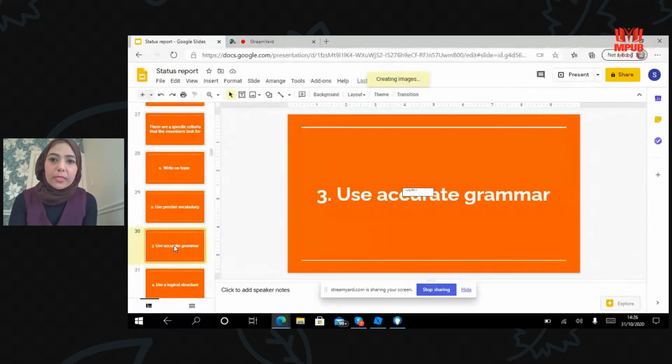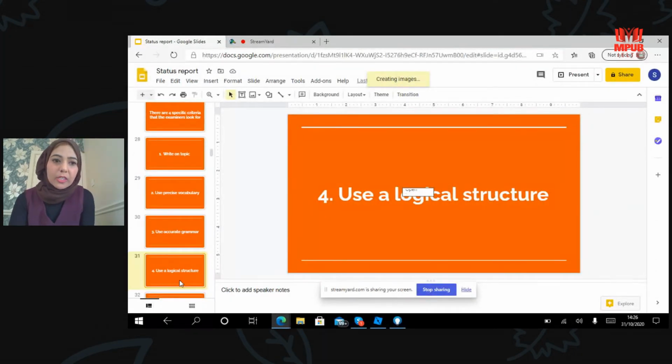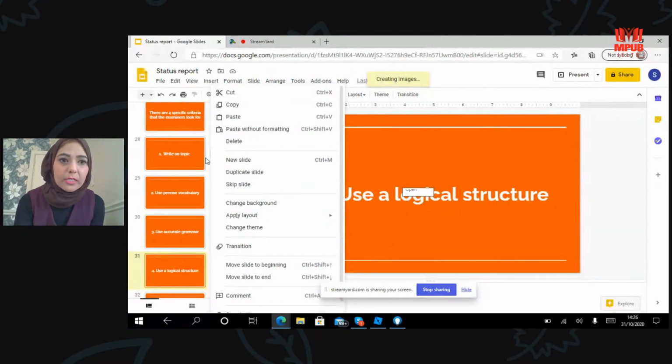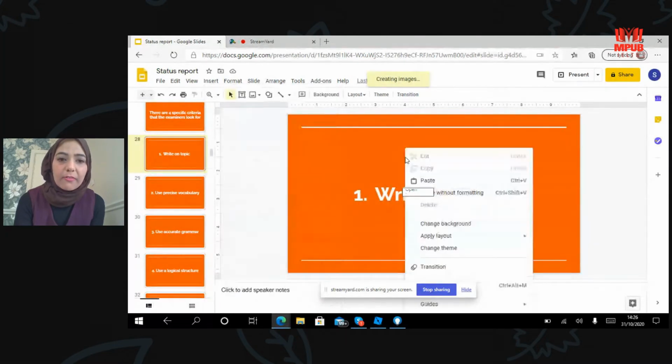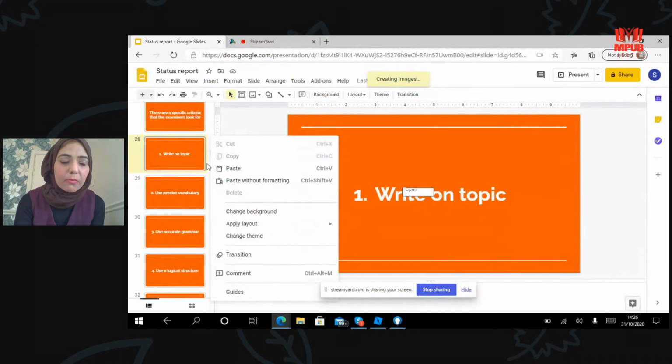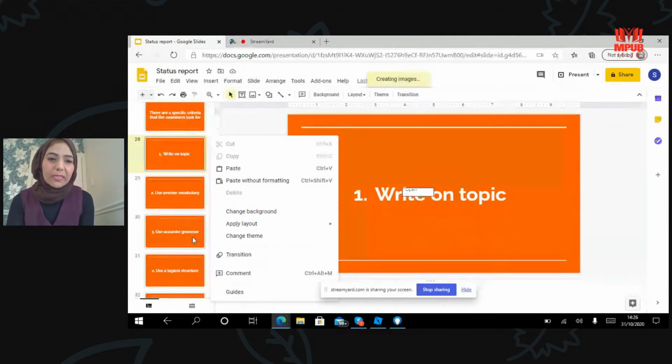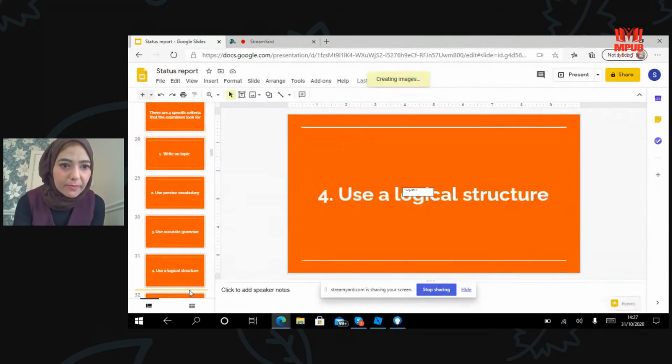Thirdly, they want you to use accurate grammar. Fourthly, they want you to use a logical structure. So that's with your writing, it needs to be structured, the same way as we discussed informal letters. And we discussed how important it is to have a structured balance in your paragraphs. So you don't want one really long paragraph and one really short. They've got to have near enough the same amount of words in each paragraph.